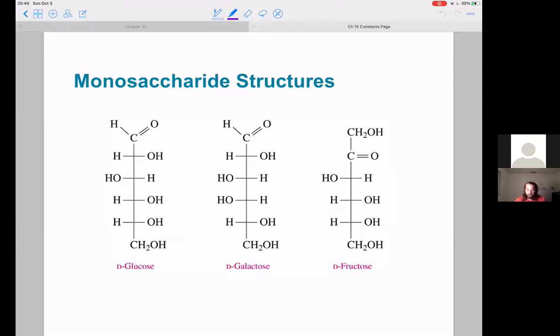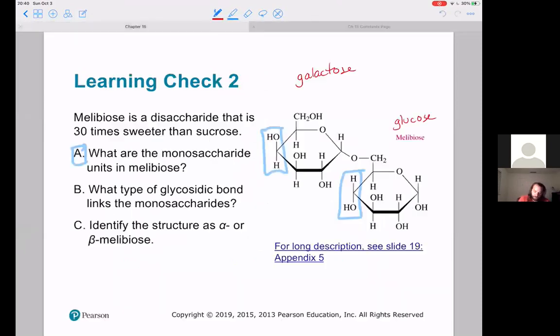And again, if I gave you a new sugar, mannose or something like that, you should be able to convert it to the Haworth projection and then be able to identify whether or not it was one of those units by matching which direction the OH group is pointed on each carbon. Okay, so galactose and glucose.